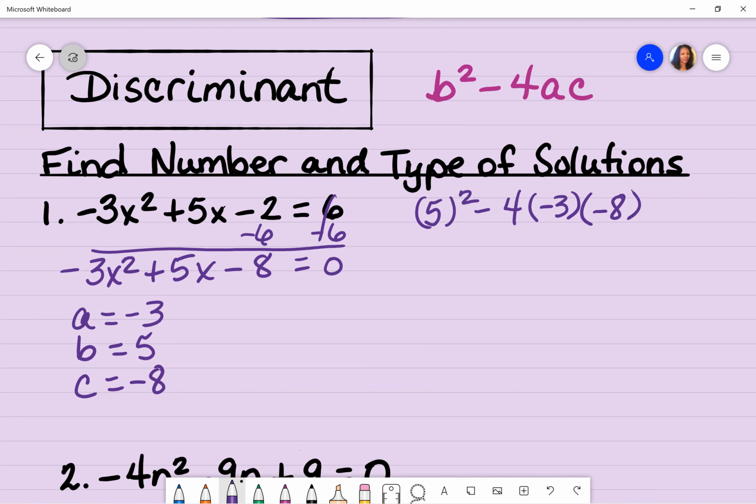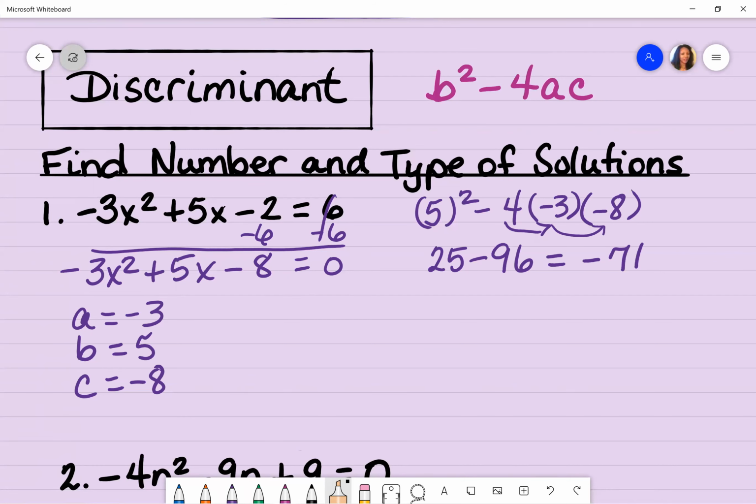And 5 squared is 25. -4 times -3 is +12. +12 times -8 is -96. So let's do our math here. And the math is going to be 25 minus 96, which is -71. So in addition to finding the discriminant, I'm also trying to find the number and type of solution.